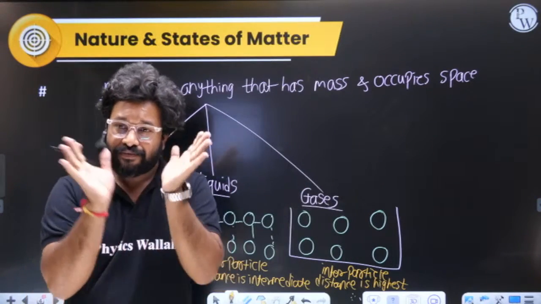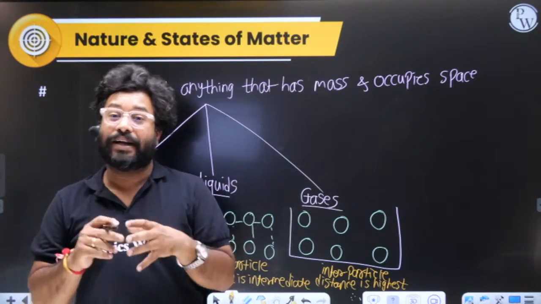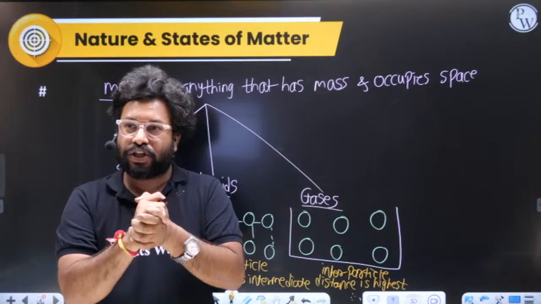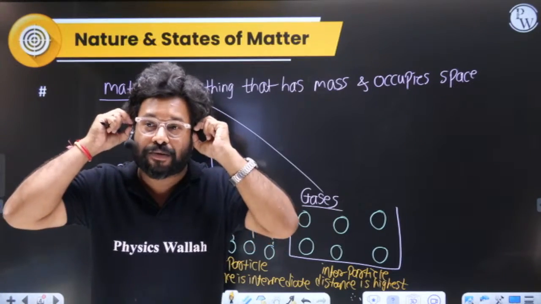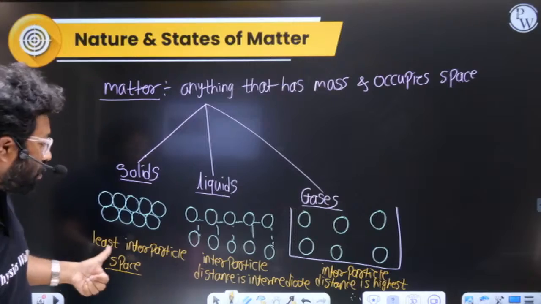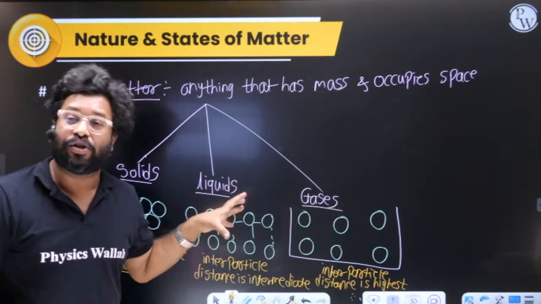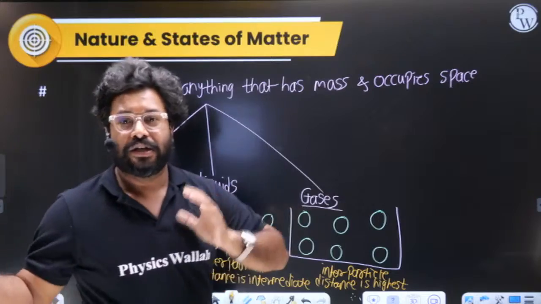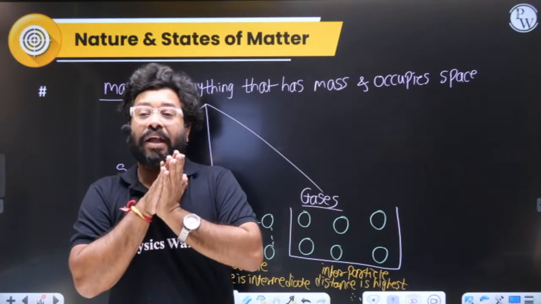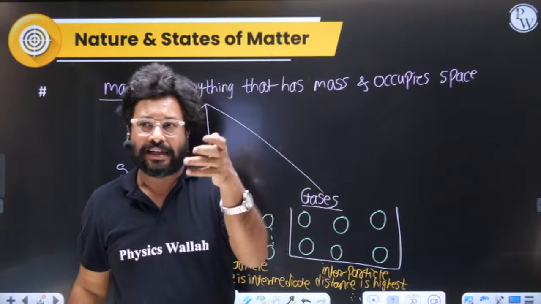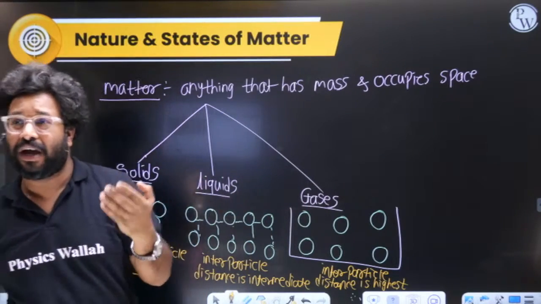Thirdly, the intermolecular energy. The energy of the particles is highest in gases. The energy of the particles is lowest in solids, and the energy of the constituent particles is intermediate as far as liquids are concerned. So that's how solids, liquids and gases are differentiated, right? About this you must have studied already in your 9th as well as in your 10th.